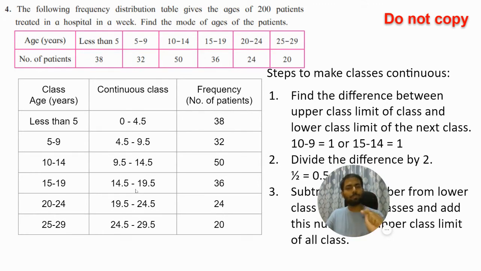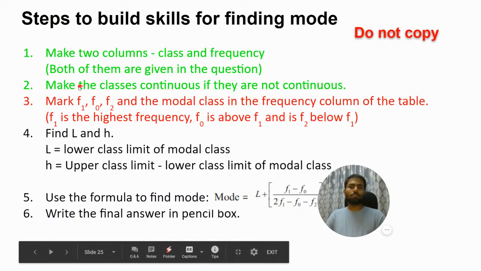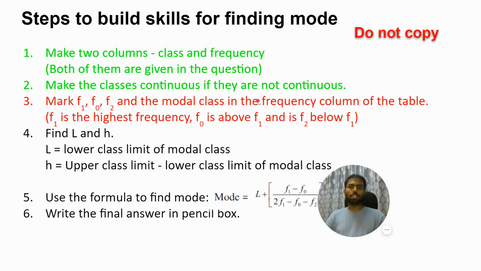Okay, I hope you have paused the video and you have completed the sum. Okay, if you did not get the sum correctly, that's okay, we'll discuss now and you can make the correction now. Okay, so I've made the class continuous. So our second step is done. Okay, if the classes are not continuous, then make them continuous. Now third step is find f1, f0 and f2 and also the modal class.